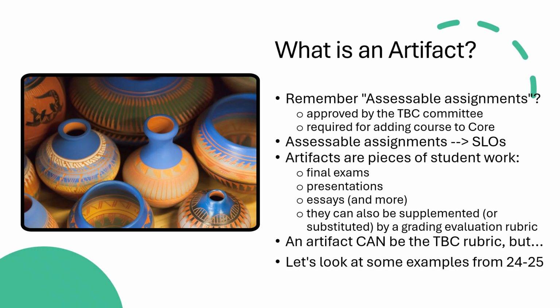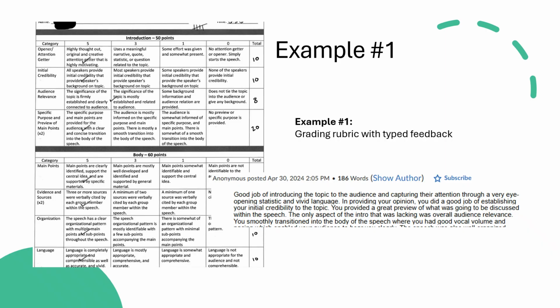Let's look at some examples from the first year of the first assessment cycle. There are multiple ways to submit a good artifact for the assessment team to review. This submission included the instructor's rubric they scored while the student was speaking in COM 2200, as well as the instructor's typed feedback that they provided to the student on D2L.